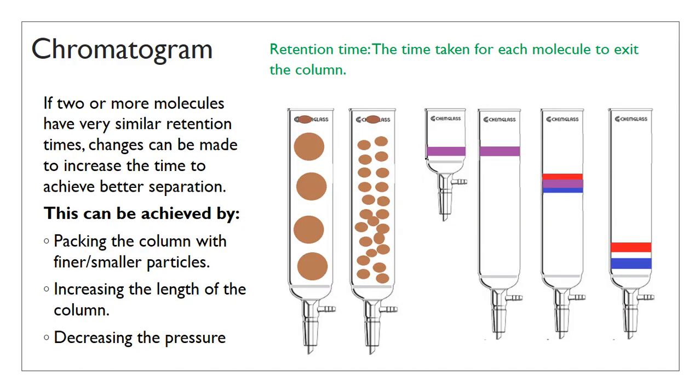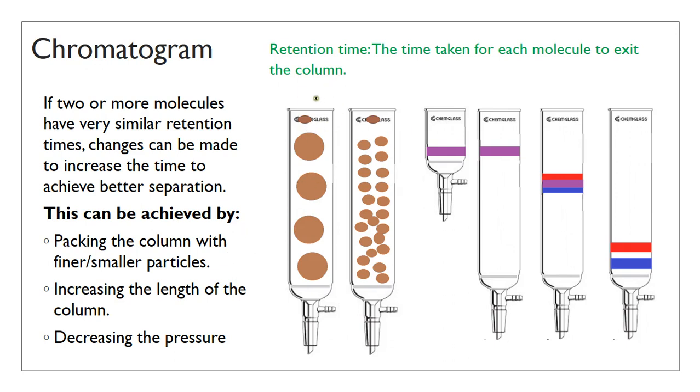Now, sometimes you may have molecules that have very, very similar retention times. This is not normally the case with macromolecules because they tend to have very different structures. So the degree of adsorption and the type of interactions that they have with the stationary phase tend to vary so much that it's actually quite difficult to get two molecules with very similar retention times. But when that happens, there are things that you can do to try to separate two molecules a little bit better. So you can either do that by packing the column with smaller particles.